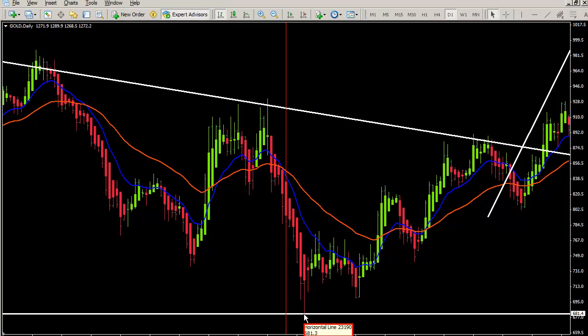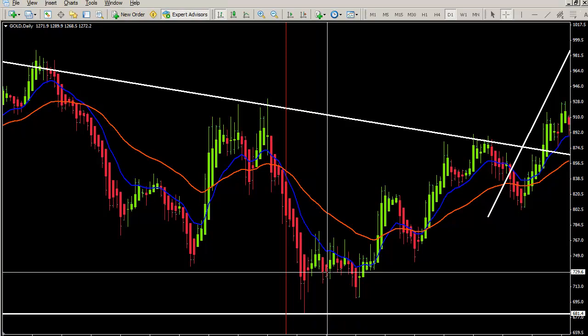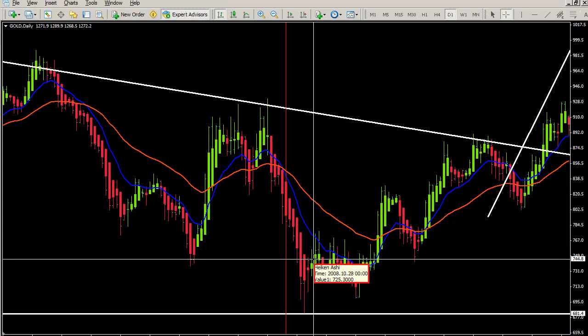Now you don't want to wait for the weekly green candle, which I understand. So could you just take the first green candle on the daily chart and place the stop below here?